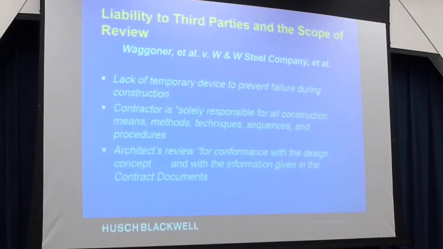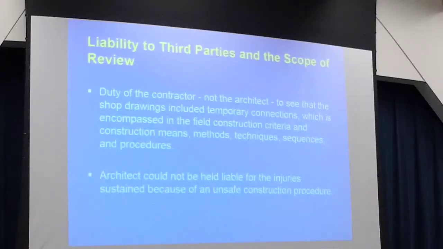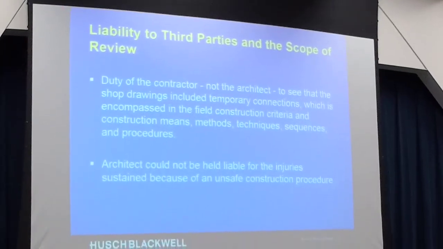The court in the Wagner case concluded that it is not the duty of the architect to see that the shop drawings included temporary connections. That was encompassed in the field construction criteria, the means and methods, sequence, and procedures, and therefore the architect cannot be liable for the death of the two gentlemen that were involved in this accident, even though they approved the shop drawing that dealt generally with the area where the accident took place.